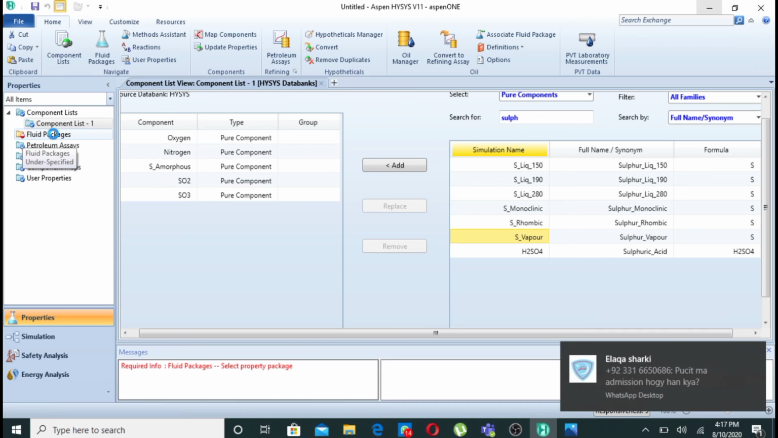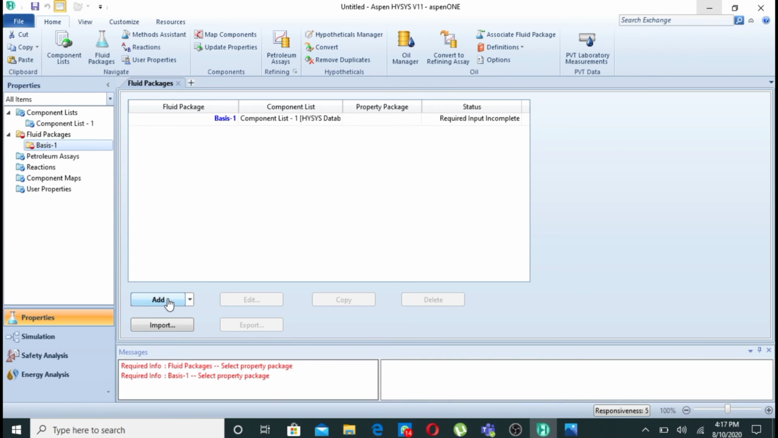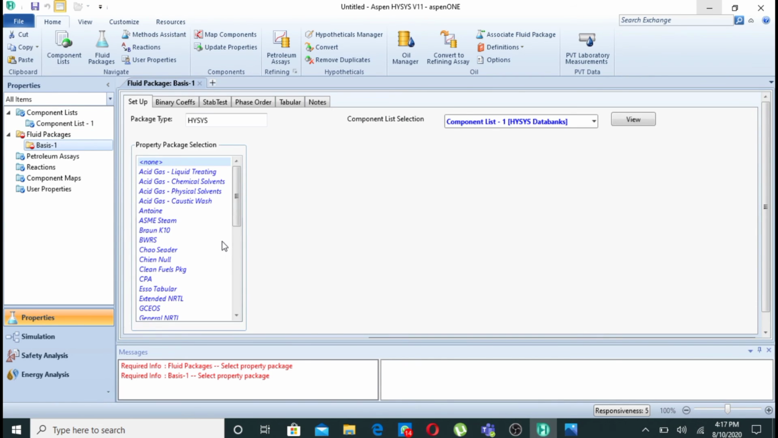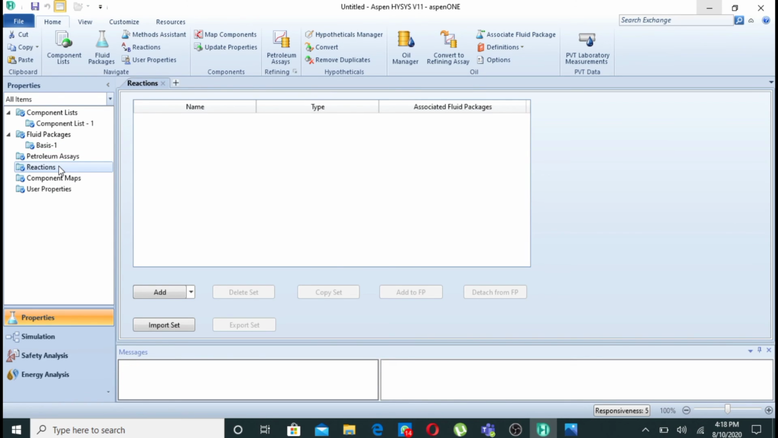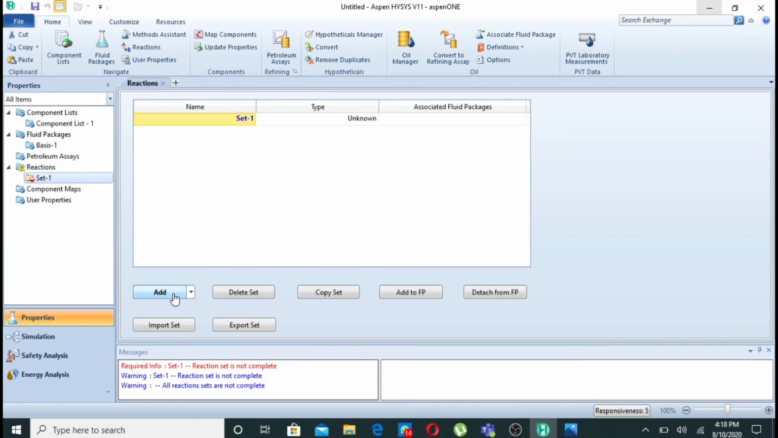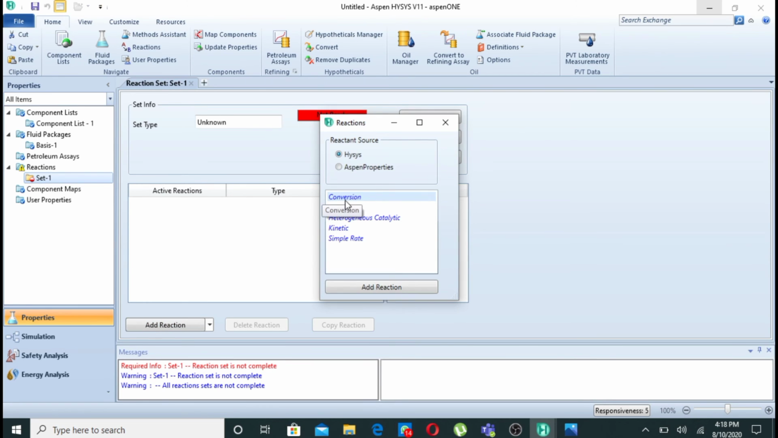I will go to the fluid package. When we are dealing with gases, Peng-Robinson is a very powerful and reliable fluid package, so I will select Peng-Robinson. After this, we will go to the reactions and add reactions. The first reaction is sulfur converted into sulfur dioxide. It is a conversion reaction, so I will add the reaction.